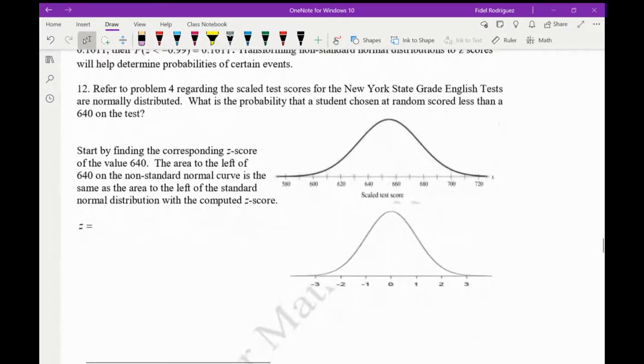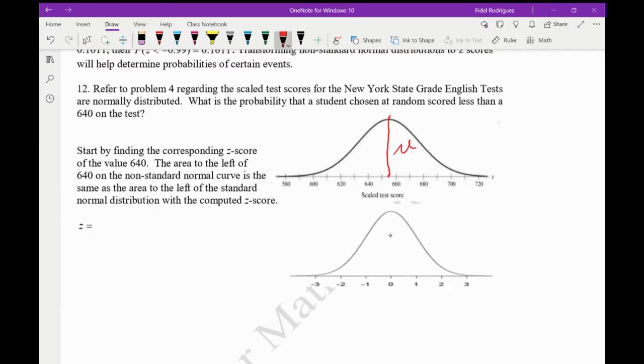So problem number 12 says, if we go back to problem number 4, where we had the test scores for the New York State grade English test, what's the probability that a student chosen at random scored less than a 640 on the test? Okay, so a couple of things we're going to do here. First thing we're going to do, we're going to find the mean. So when we found the mean earlier, here we go.